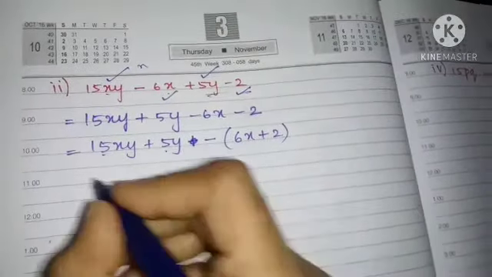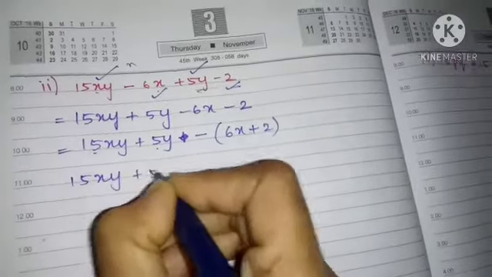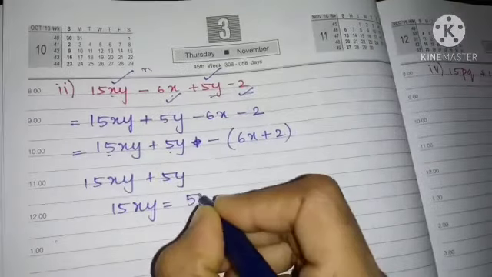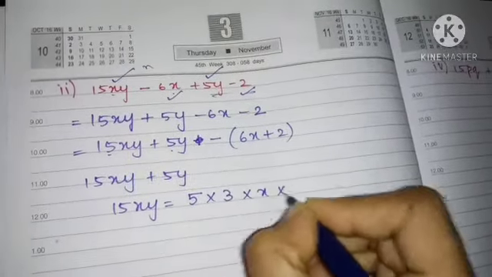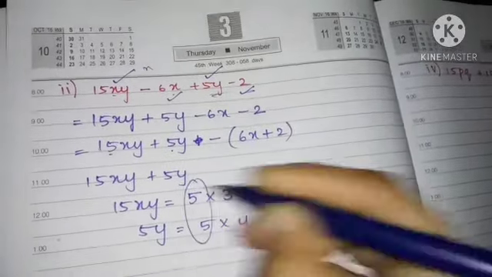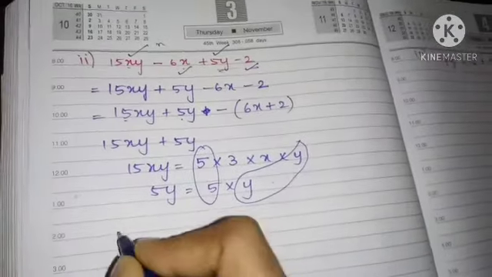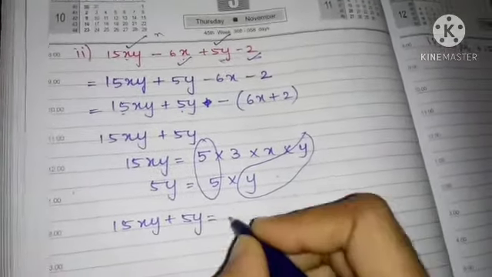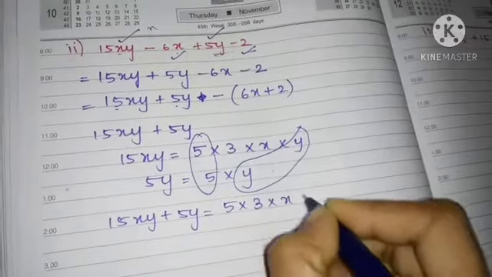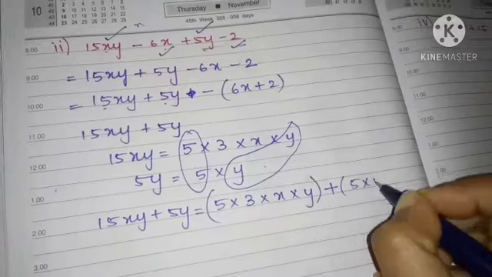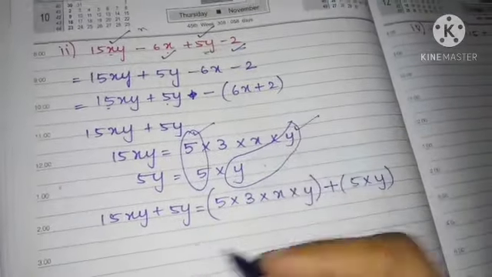I am taking only this: 15xy plus 5y. 15xy is written as 5 into 3 into x into y, since 5 3s are 15. 5y is written as 5 into y. In that, 5 is common, y is common. So 15xy plus 5y is 5 into 3 into x into y plus 5 into y. In that, which is common? 5 into y is common.